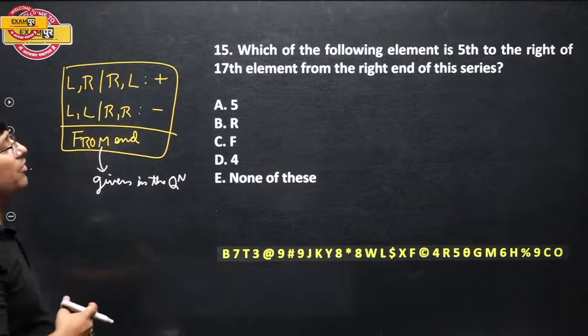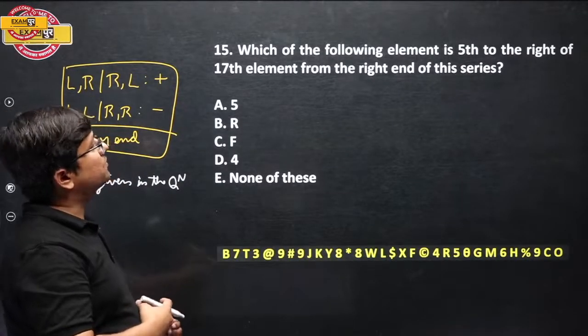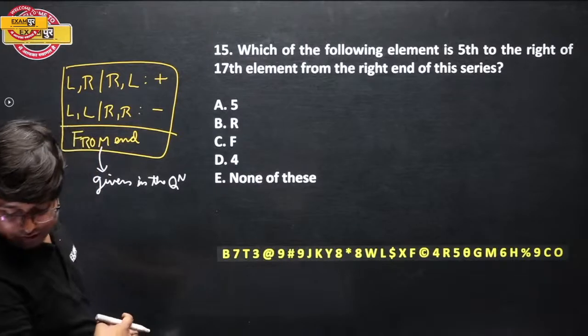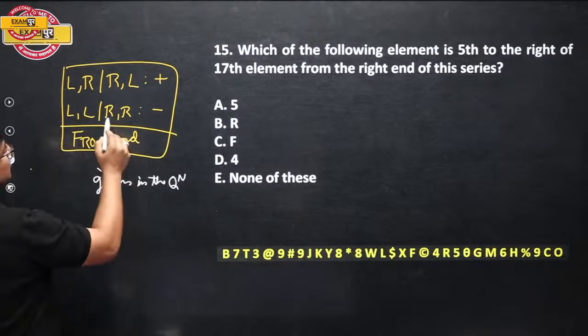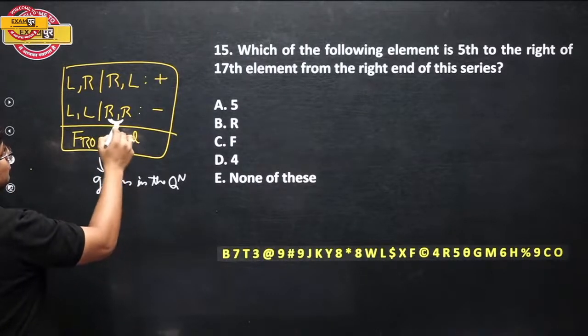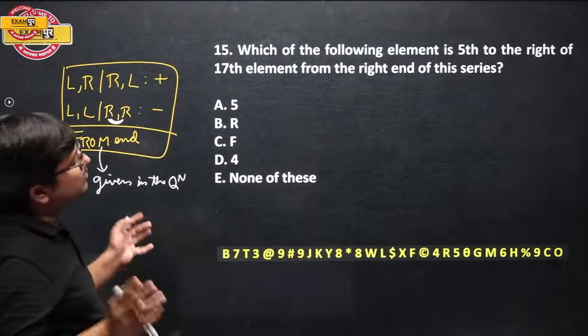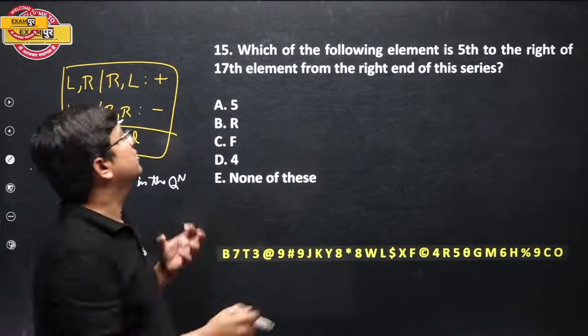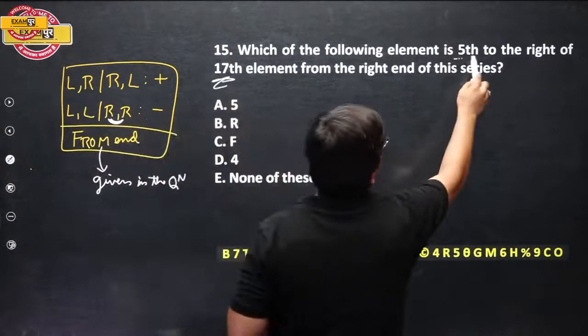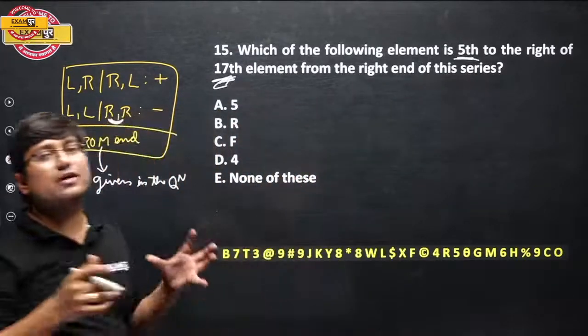Now, which of the following element is 5th to the right of 17th from the right? So 2 times right right is there, so we will subtract it. And when we subtract the value, we will be getting 12. If you just take the mod value of the difference, it will be 12th from the right.